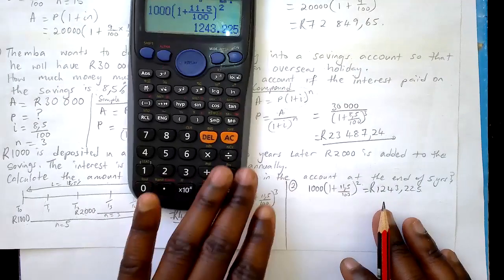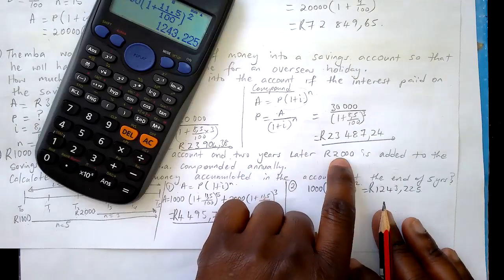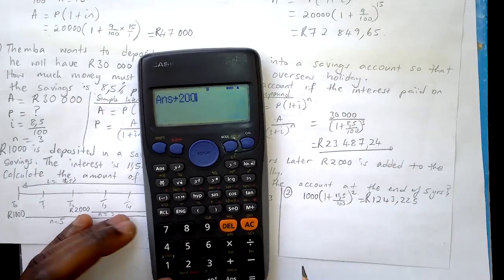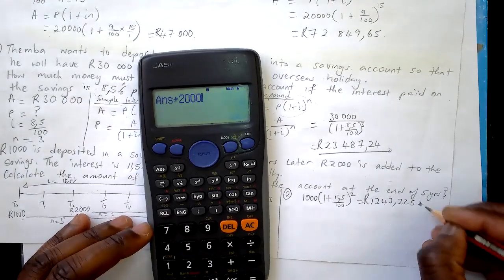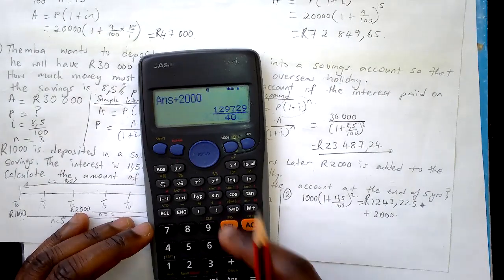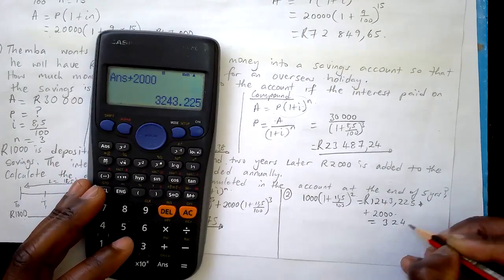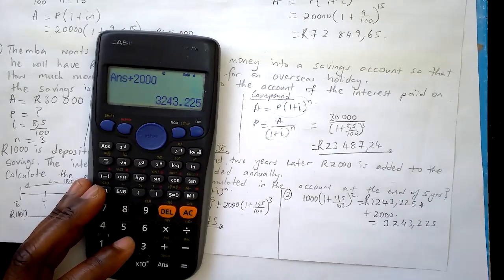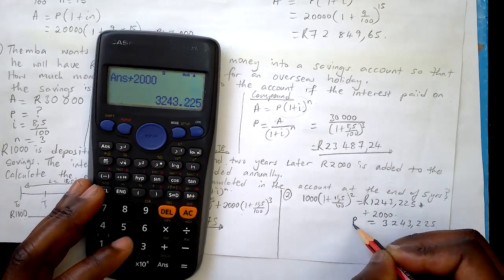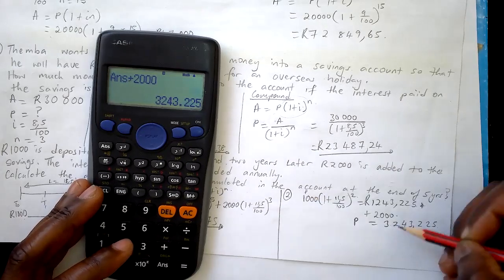Now we need to add the 2,000, because remember the 1,000 has grown for 2 years, and before we add the 2,000 rand we want to know how much it is in total. So plus 2,000, and we get 3,243.225. This becomes our principal now, the principal amount after 2 years. Our principal first was 1,000, now our principal is this.